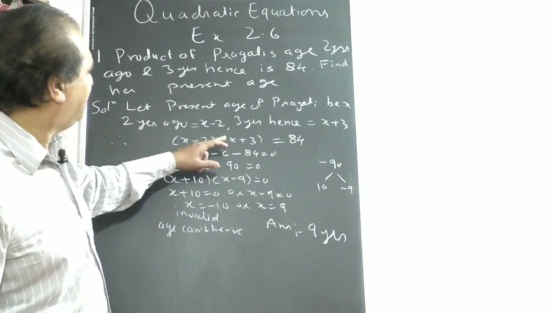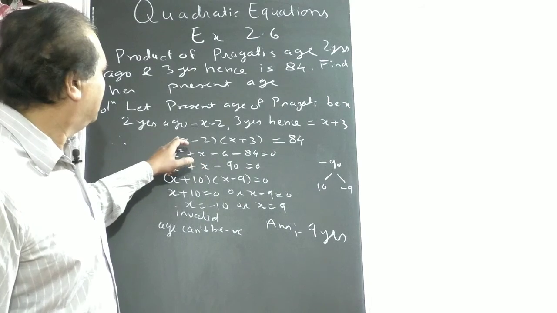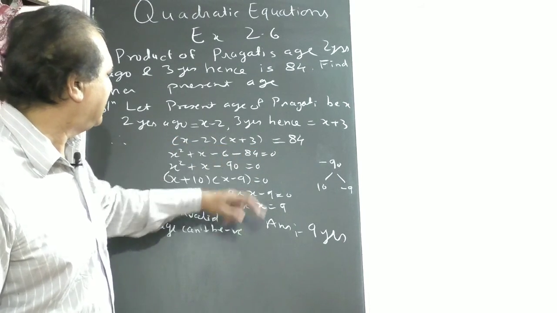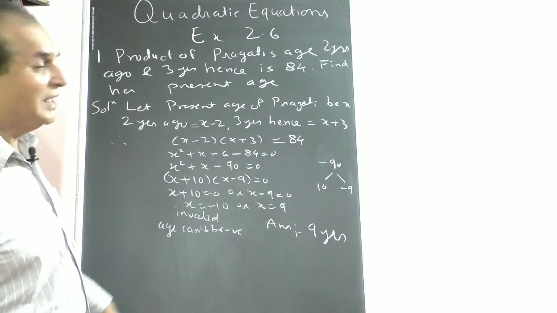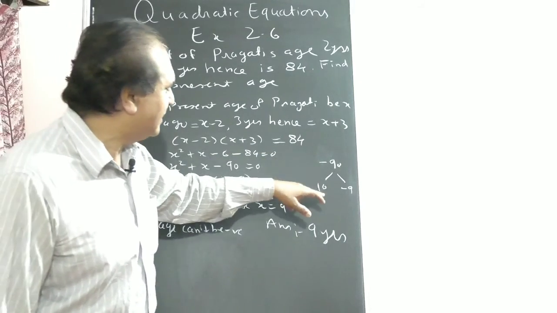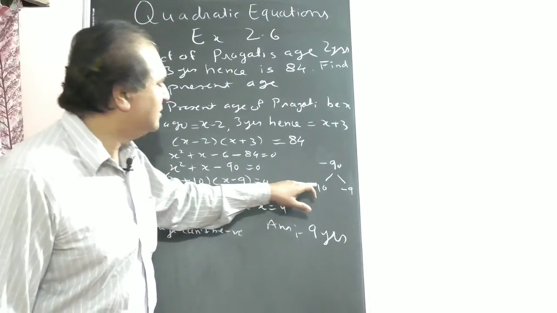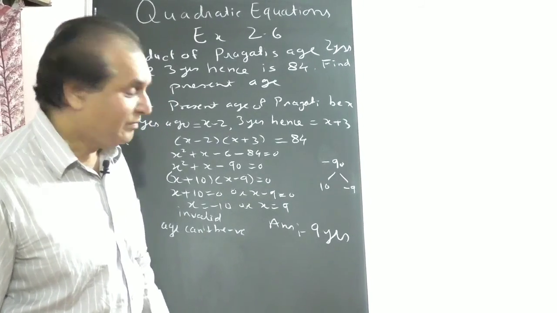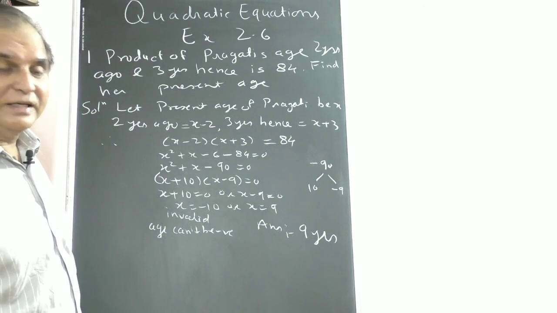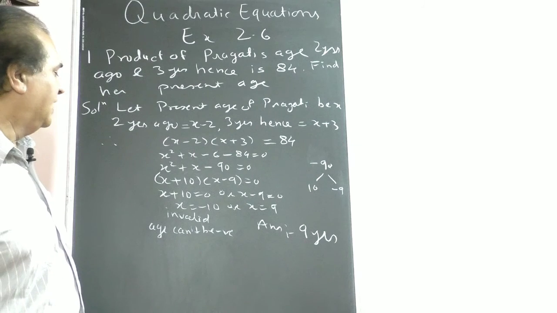Multiply, expand, bracket to bracket multiplication. x square plus 3x minus 2x minus 6 minus 84. So x square plus x minus 90 equal to 0. This is a perfect quadratic. For minus 90, you want factors with product minus 90 and sum plus 1. So 10 and minus 9. So x plus 10 equal to 0 or x minus 9 equal to 0. So x equal to minus 10 or x equal to 9.